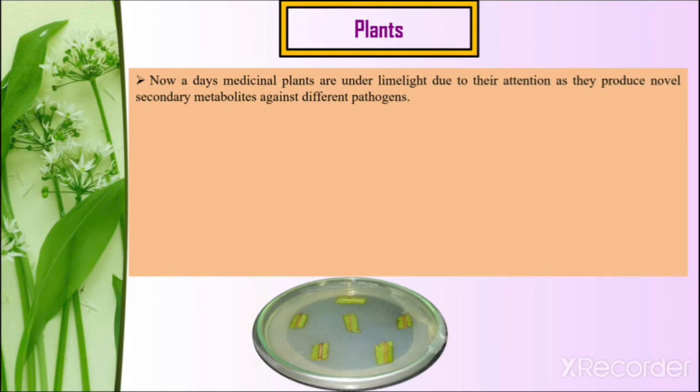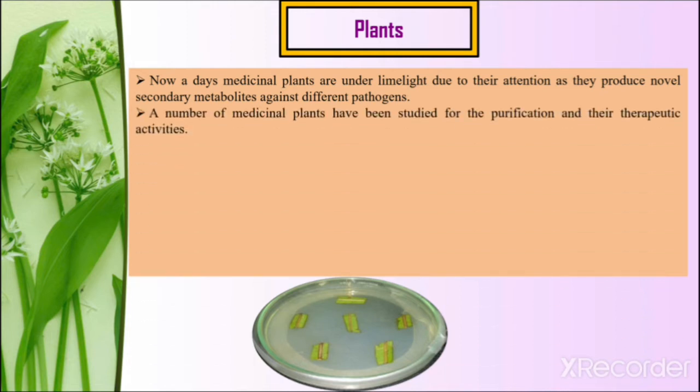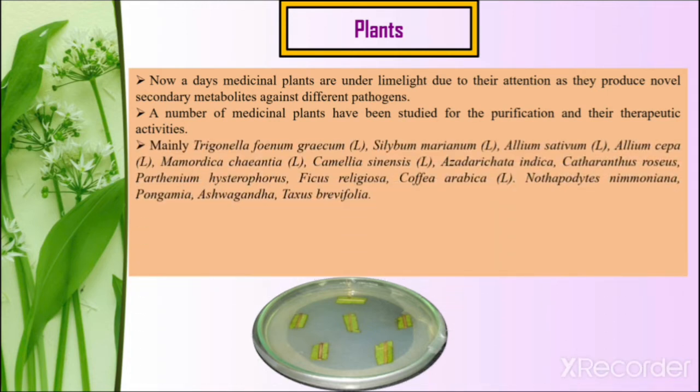Next is the plants. Nowadays, medicinal plants are in the limelight due to the attention they receive as they produce novel secondary metabolites against different pathogens. A number of medicinal plants have been studied for the isolation of endophytes and their therapeutic activities. Mainly Trigonella foenum-graecum, Silybum marianum, Allium sativum, Allium cepa, Momordica charantia, Camellia sinensis, Azadirachta indica, Catharanthus roseus, Ficus religiosa, Coffea arabica, Pongamia, Ashwagandha, Taxus brevifolia.